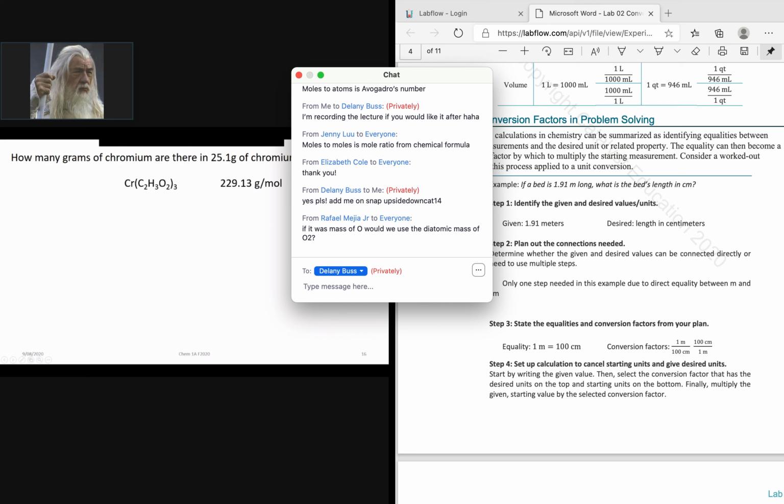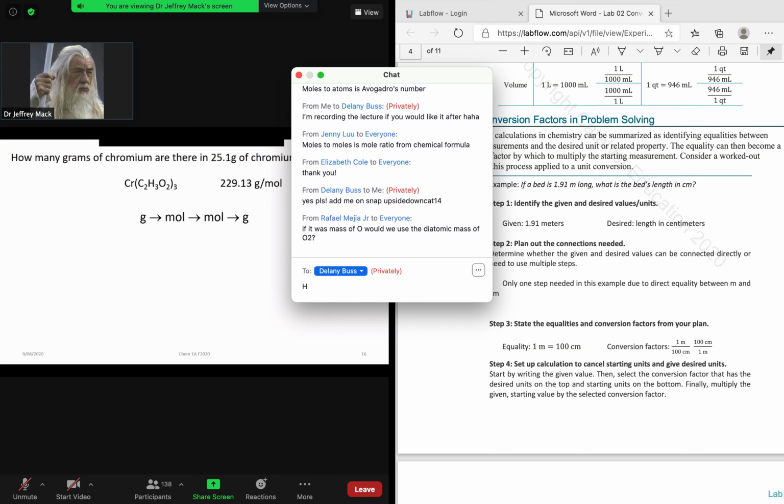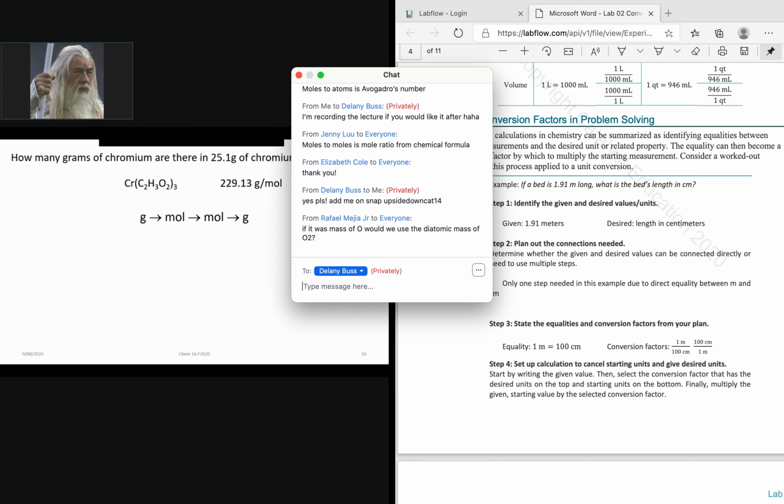Okay, so chromium 3 acetate has a molar mass of 229.13 grams per mole. Again, I'll give you your molar masses, so don't worry about it. So I'm going to go from grams of chromium 3 acetate to moles of chromium 3 acetate to moles of chromium, and then from moles of chromium into grams of chromium. Same thing as before. These calculations are simple little parts of bigger things that we'll go through down the road. So grams to moles using molar mass, mole to mole from the mole ratio, and moles to grams using molar mass. Those are the things that we know.